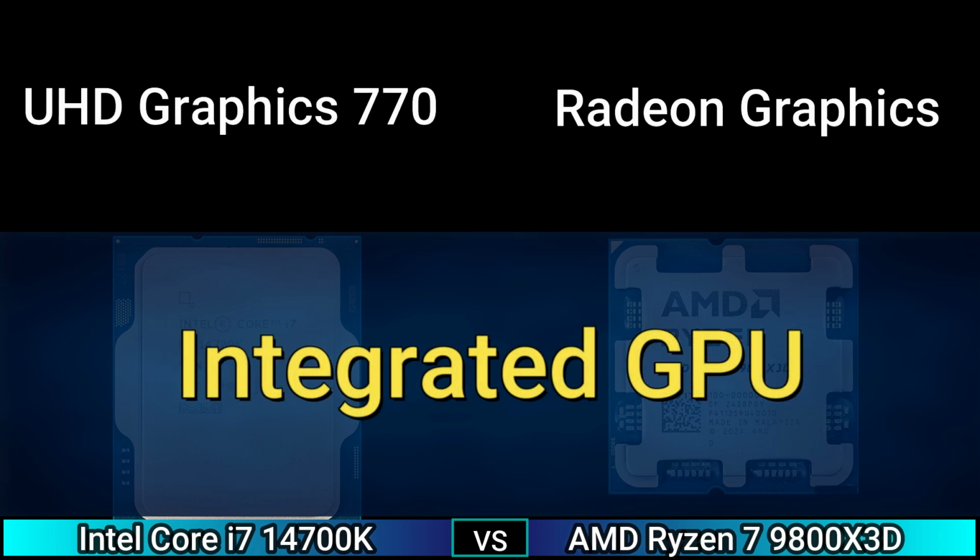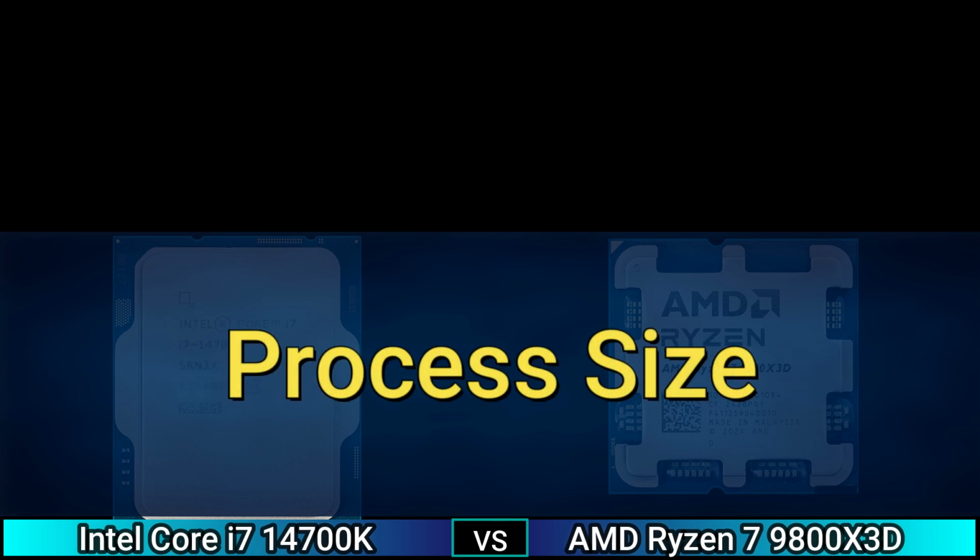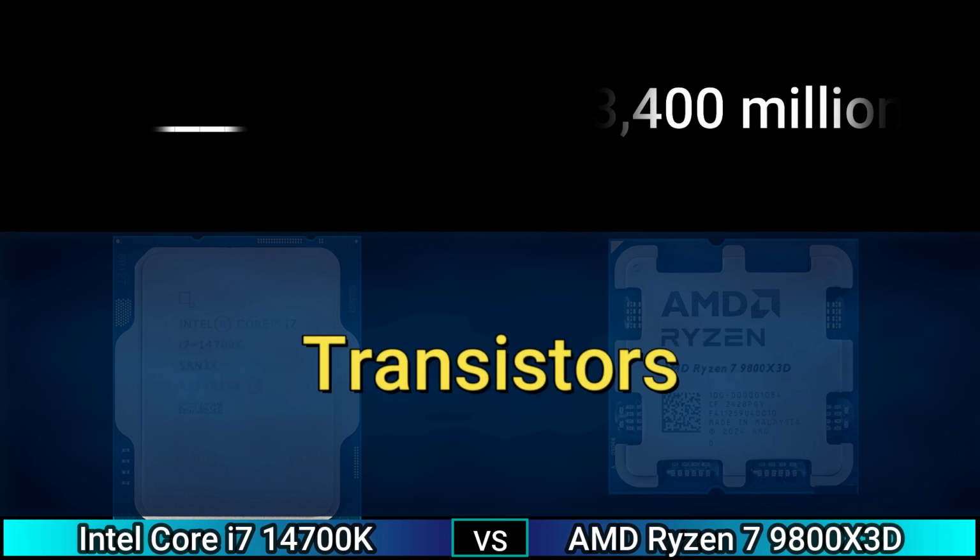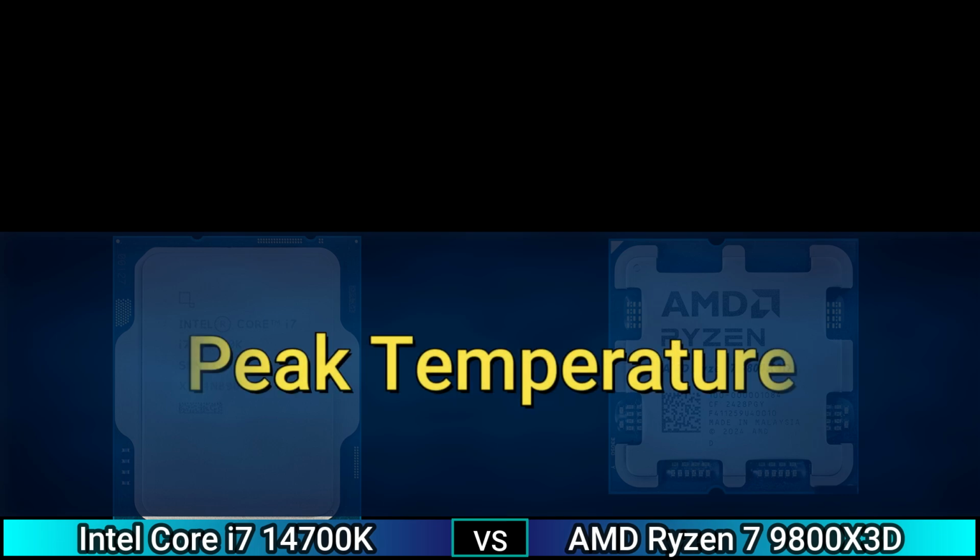Integrated GPU: UHD Graphics 770 and Radeon Graphics. Process size: 10 nanometer and 4 nanometer. Transistors: 3400 million. Peak temperature: 100 degrees Celsius and 95 degrees Celsius.